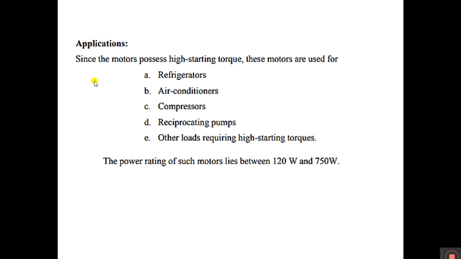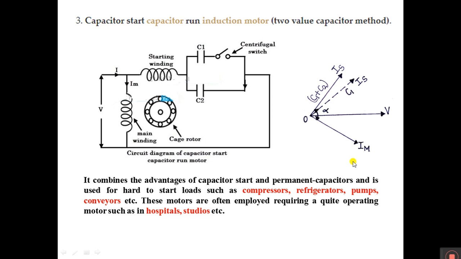Hence it is called a capacitor start motor. The applications of the capacitor start motor are due to the high starting torque. These are used for refrigerators, air conditioners, compressors, reciprocating pumps, and other loads requiring high starting torque. The power rating of such motors lies between 120 watts to 750 watts.